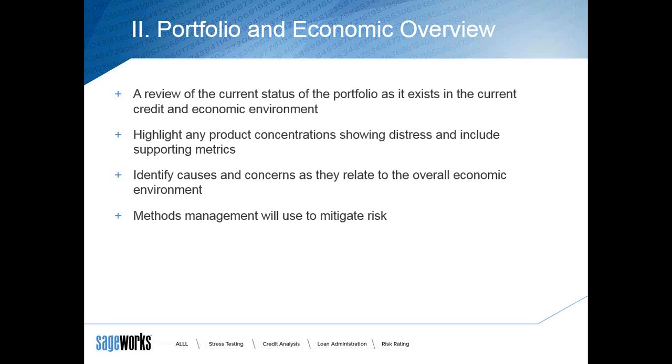You're going to review the current status of the portfolio as it exists today, in the current economic environment, the credit environment that we're in. You want to highlight any concentrations that we have, especially anything that's showing any distress. Again, you may be restating the obvious. They may know that they're high in commercial real estate. Tell them that again. But if you've got certain parts of your commercial real estate portfolio that are showing stress, maybe a region, maybe a product type, get ahead of that number. Show them what's happening so they can, again, put these results in the proper context.